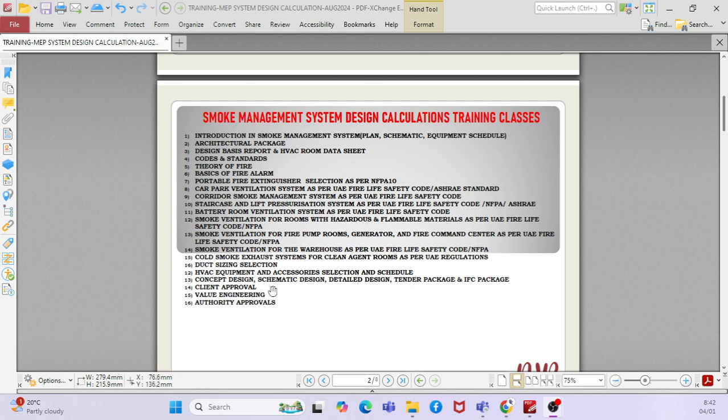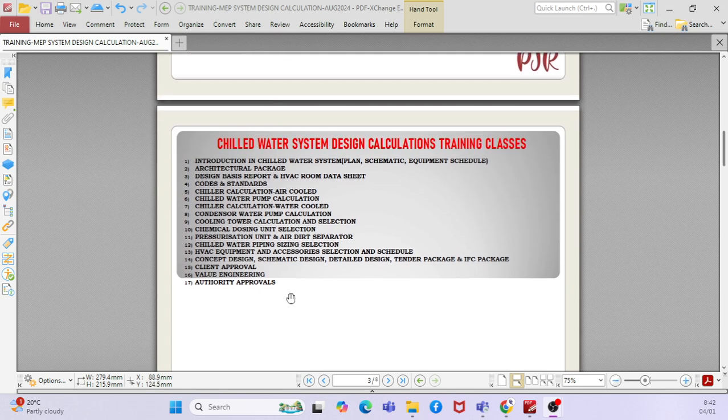Then duct sizing. When you come to the chilled water system, we will go through the chiller calculations, like air cooled chiller, water cooled chiller, then the chilled water pump calculation, condenser water pump calculations. Then the chemical dosing unit selections, pressurization unit. Then we will come through all the accessories. What is the purpose of those accessories? How to do the sizing? How to do the selections? We will be going through all of this in the HVAC syllabus.